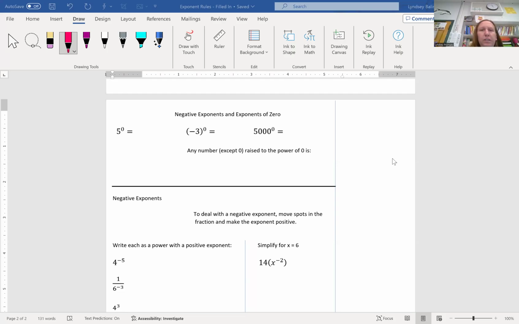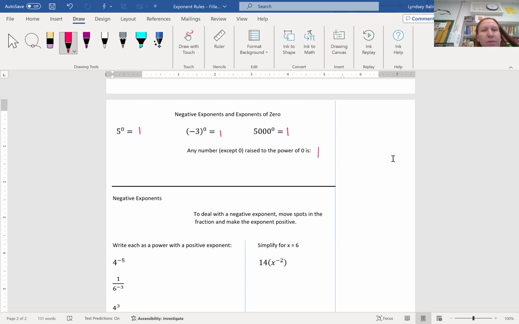Okay, this video is going to be about negative exponents and exponents of zero. We're actually going to start with exponents of zero, and it's an incredibly easy rule. 5 to the power of 0 is 1. Negative 3 to the power of 0 is 1. 5,000 to the power of 0 is 1. Any number except 0 raised to the power of 0 is, you guessed it, 1. As weird as this seems, it is true.